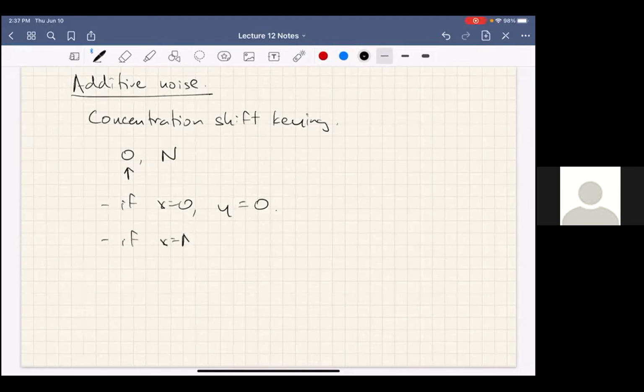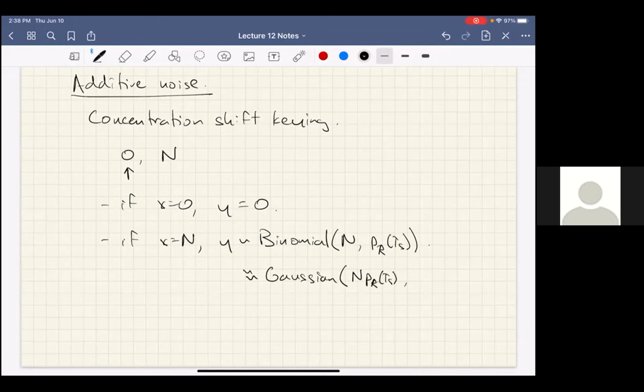Subsequently, if x equals n, then y is distributed binomial. With probability of arrival, we talked about it last time, but it's PR of TS, and the number that we send is n. So I guess we could say n PR TS. And this is approximately Gaussian with mean n PR of TS and variance n PR of TS times 1 minus PR of TS.